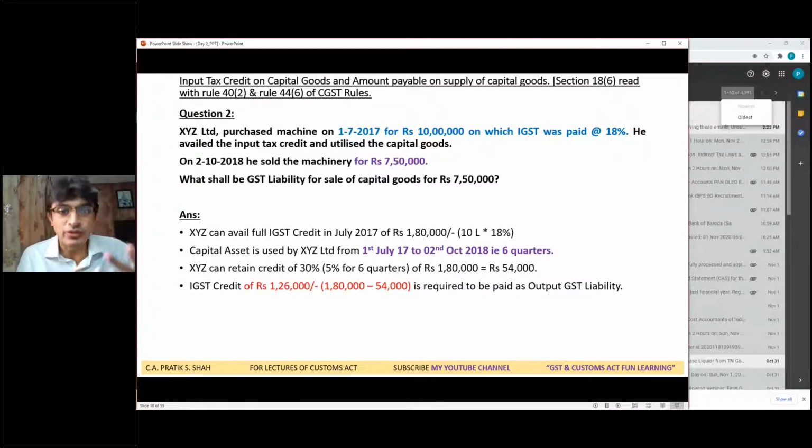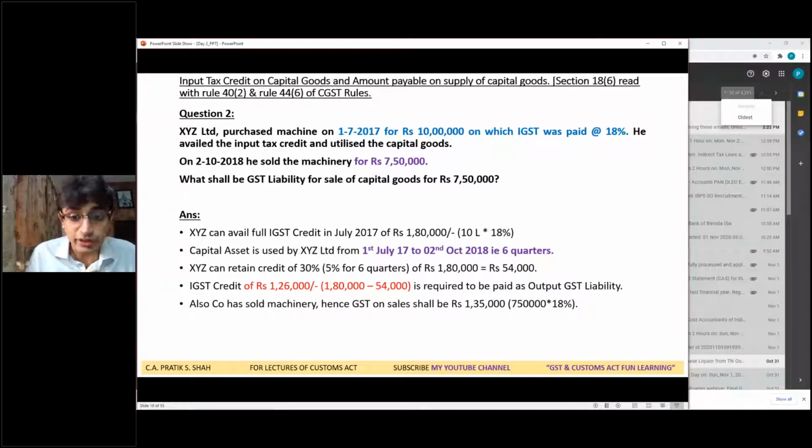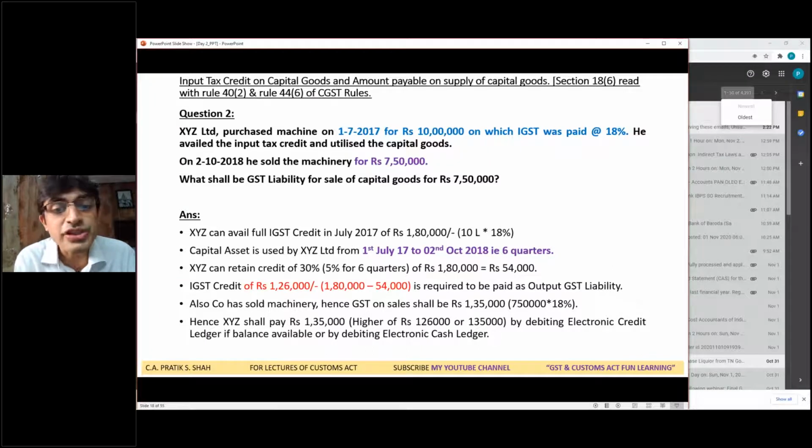I am required to reverse or I am required to pay. But now I sold this for 7,50,000. On 7,50,000, the rate of GST is 18%. 7,50,000 into 18, 1,35,000. Whichever is higher, I am required to pay. So 1,26,000 or 1,35,000, whichever is higher, I am required to pay. So I will be required to pay 1,35,000 in this case. Understood? So most of you have given correct answer.